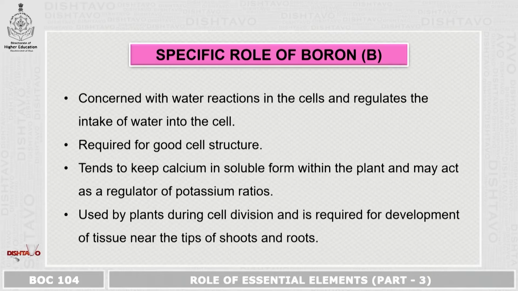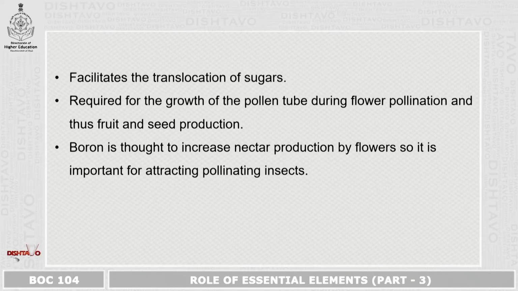Then it tends to keep calcium in soluble form within the plant and may act as a regulator of potassium ratios. It is used by plants during cell division and is required for the development of tissue near the tips of the shoots and roots. It also facilitates the translocation of sugars, that is the transport of sugars inside the plant. It is required for the growth of the pollen tube during flower pollination, and thus fruit and seed production. Boron is thought to increase the nectar production of flowers, so it is important for attracting pollinating insects.